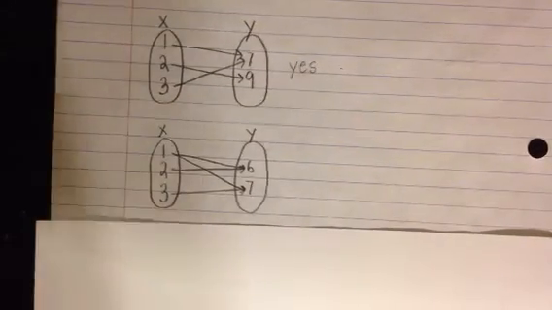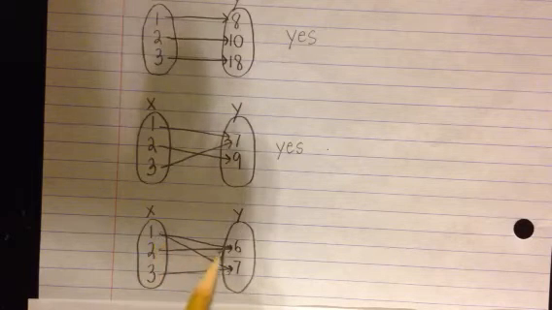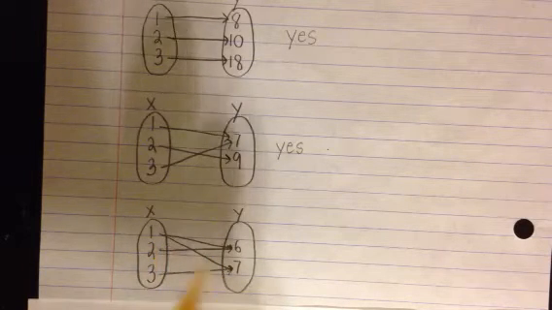Let's look at this last one. If you notice on this last mapping, the difference between the last one and the first two is that this x value here of 1 has 2 arrows coming off of it. It's got an arrow pointing at 6 and an arrow pointing at 7.